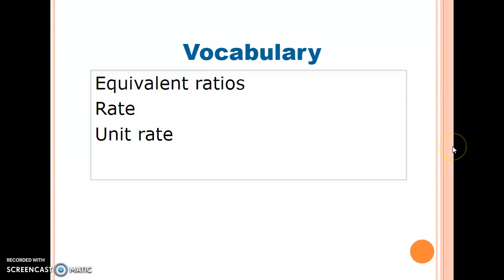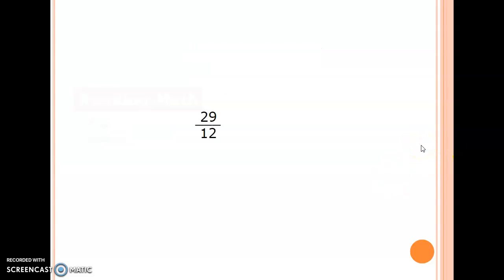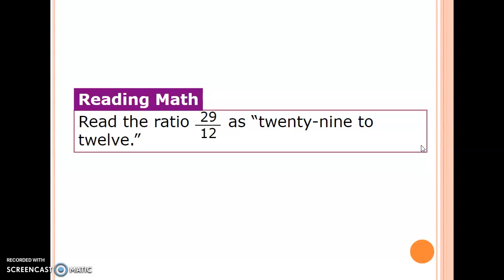Some key vocabulary that I want you all to focus on and pay attention to is: what are equivalent ratios, what is a rate, and what is a unit rate. So let's hit on some reading and math. When we read a ratio, as we see here, we have 29, a fraction bar, and 12 below it. We read this ratio as 29 to 12. We read it from top to bottom.